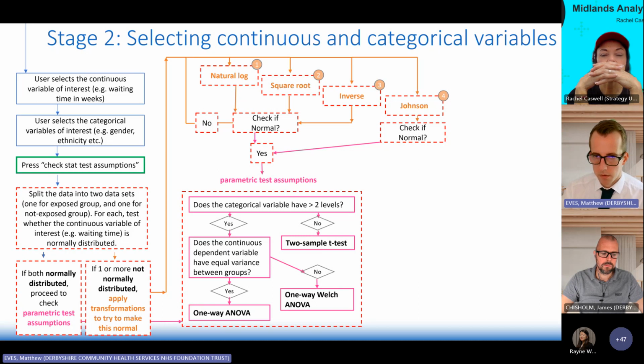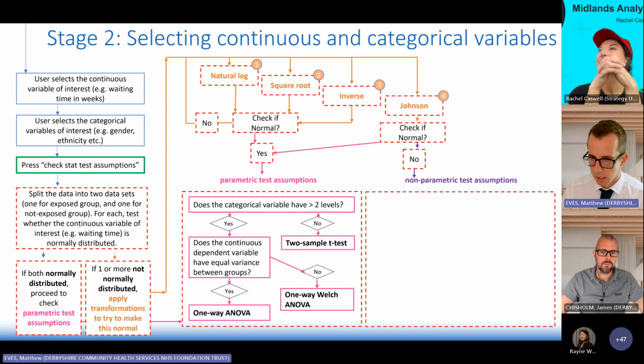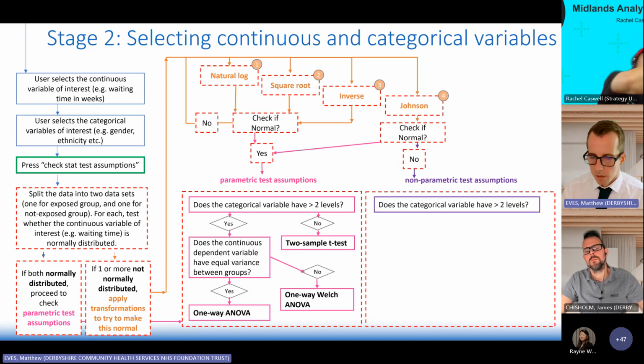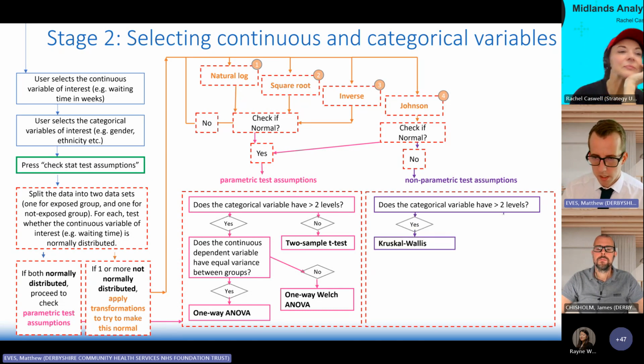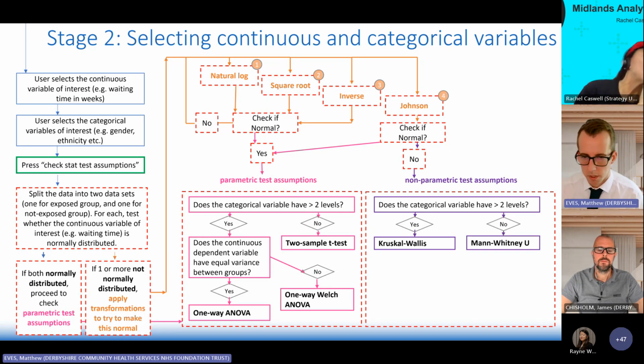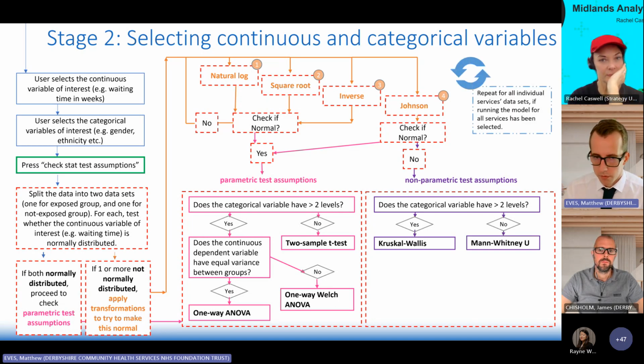Now, alternatively, if the data wasn't normal and none of the transformations have worked, then the non-parametric assumptions are checked. Starting, similar to before, with are there more than two levels? If there are, a Kruskal-Wallis test is run, and if there aren't, a Mann-Whitney U test is run. And then that repeats just as before for every service that is present, if that's the option that's been selected.